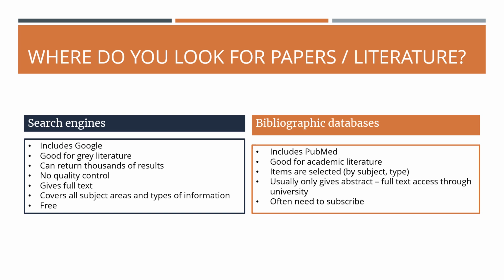Bibliographic databases, such as PubMed, are good for academic literature. The items are selected by subject, by type. However, they usually only give you an abstract, and you usually can only get the full text access through your university, and often you need to subscribe.